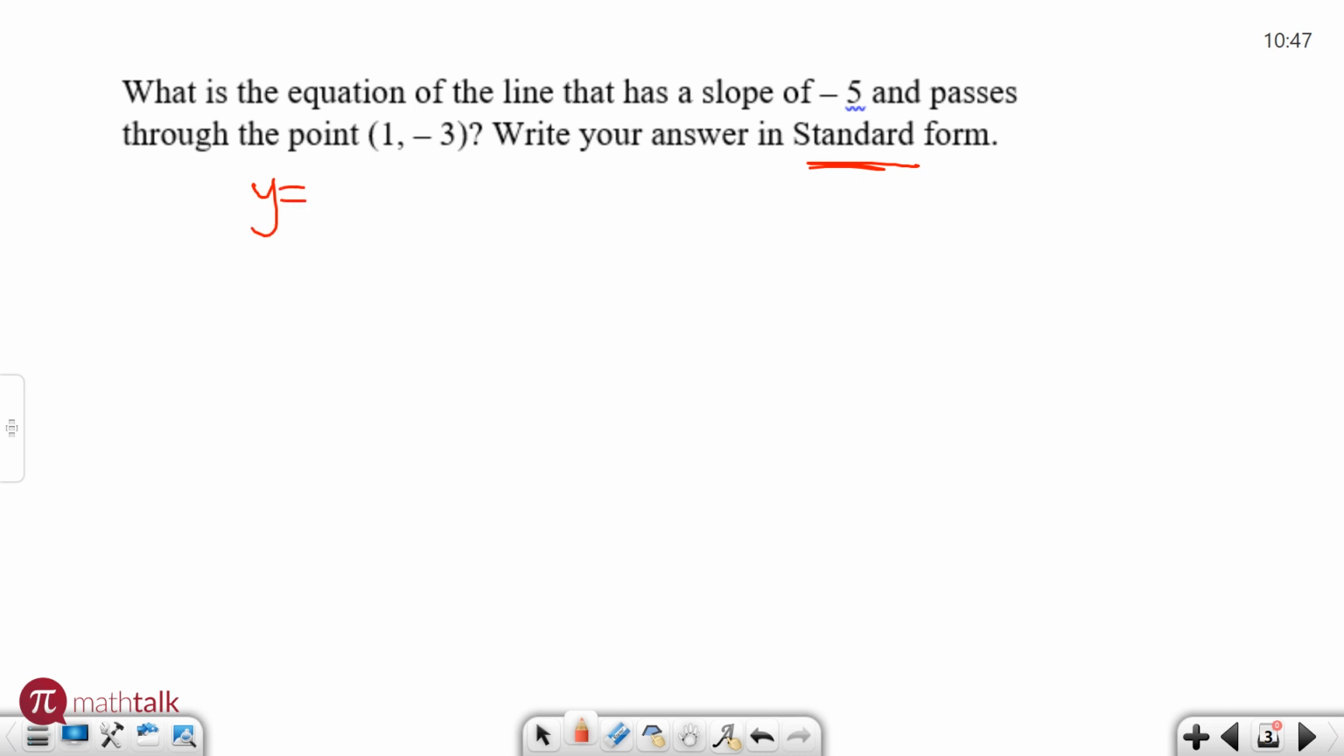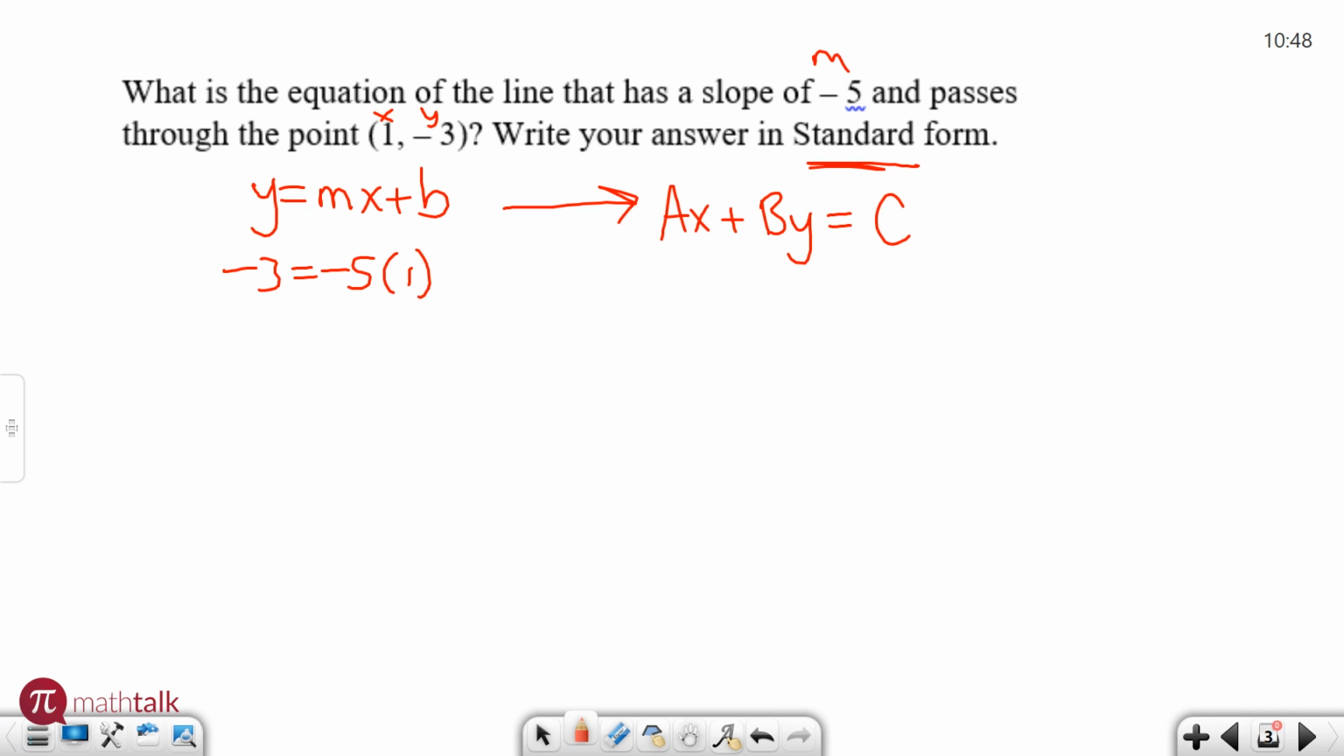So I'm going to start out with y equals mx plus b and eventually get it to ax plus by equals c. I have 3 numbers in here that I can plug into my equation and solve for the last one. I have a y value because these are all x and y values for points. So y is negative 3. M is my slope, which I'm going to write up here. M is negative 5. X is 1. And b is a number I've got to figure out. So I'm going to solve this equation for b.